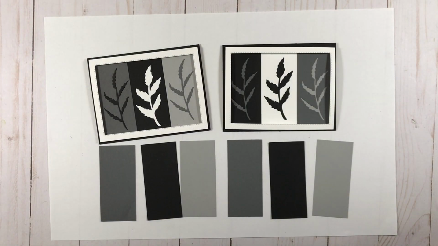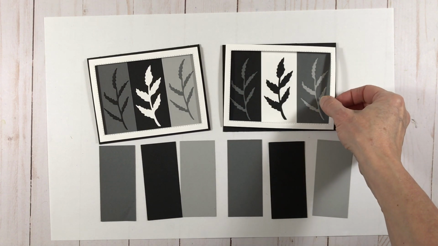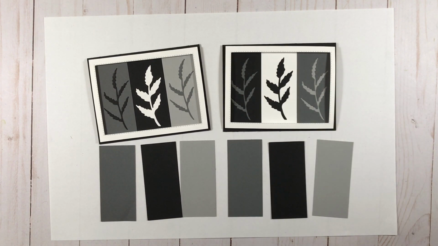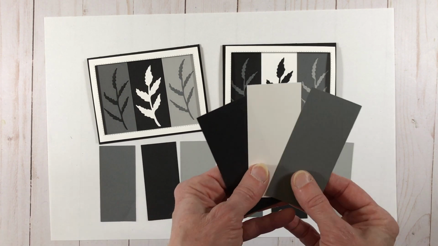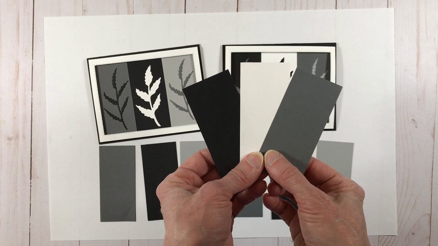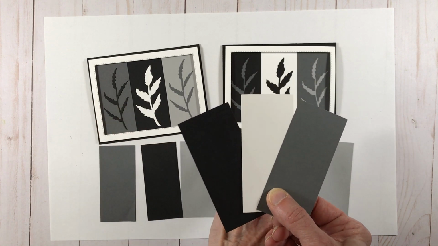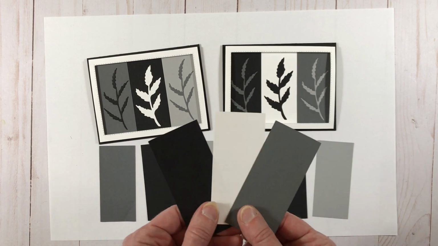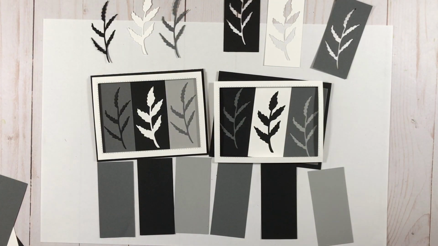So for both of these cards, you'll need a black card base, a white piece to die cut your frame, and then these three panels for each of them. And then you'll need an additional three panels, and these will provide both the positive and the negative space for each of these cards. So once die cut, these will look like this. I'm using the negative and positive of the die cut pieces. And there you go. Pretty cool, huh?